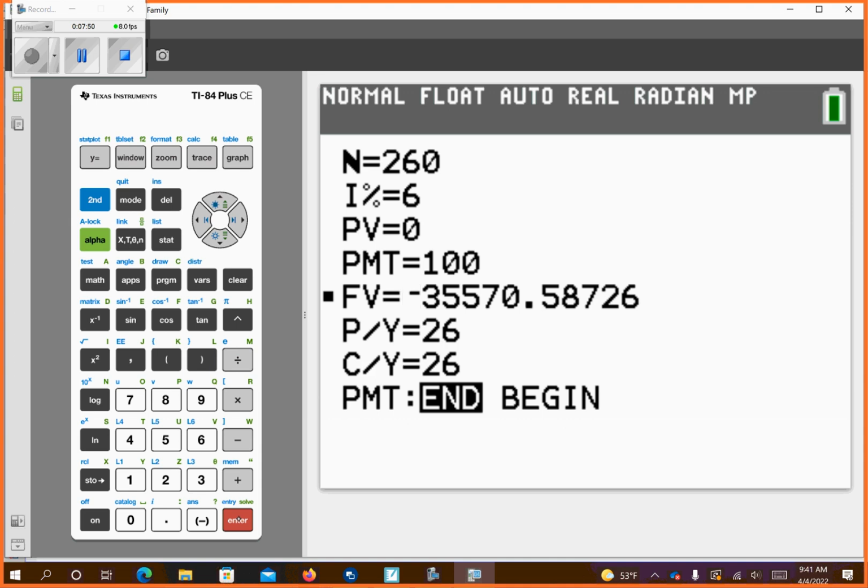Now, some people might say that's not that good. Some people might say it's pretty good. How you could look at this is I'm paying $100 and I'm doing it 260 times. So 260 times 100 is 26,000. You put 26,000 of your own money in, so you made a little over $9,000 in interest. It's working for you.